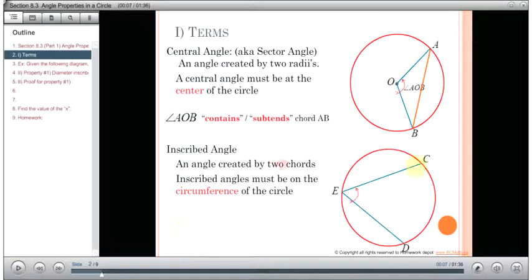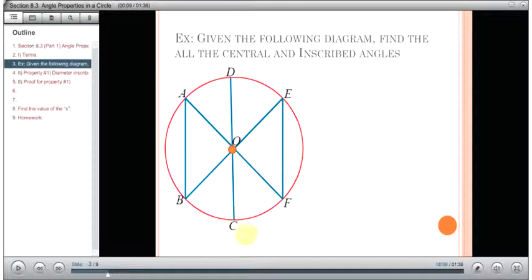So let's say you've got a chord here, and then there is the angle, but it's not going through the center, it's touching the outside circumference. So that angle CED is an inscribed angle. So central angle, inscribed angle. Okay, so let's name some of these central and inscribed angles.